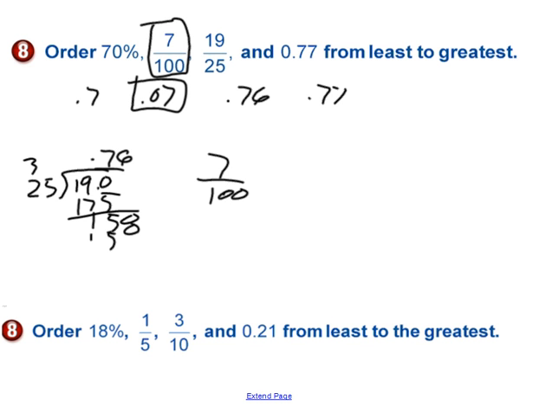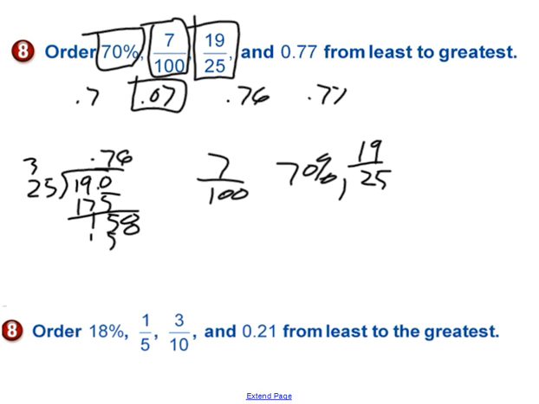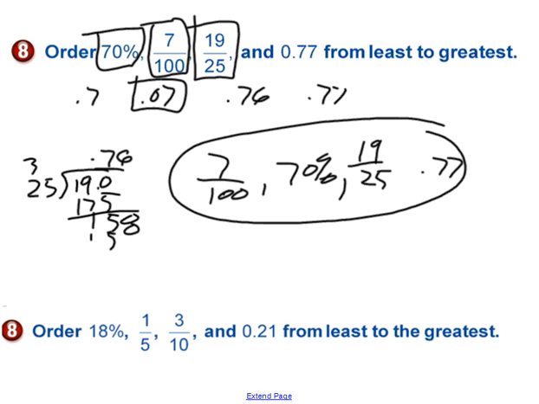The next one would be the 0.7 or 70%. The next smallest after that would be the 0.76, which is 19 out of 25. And the last one, 0.77, is the biggest. So those are in order from smallest to largest.